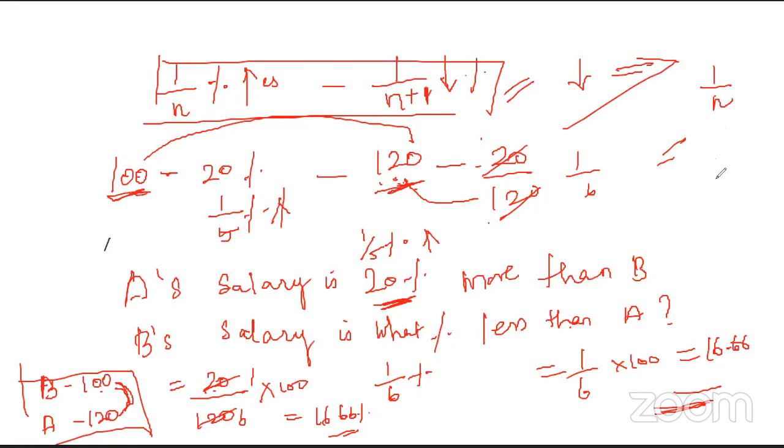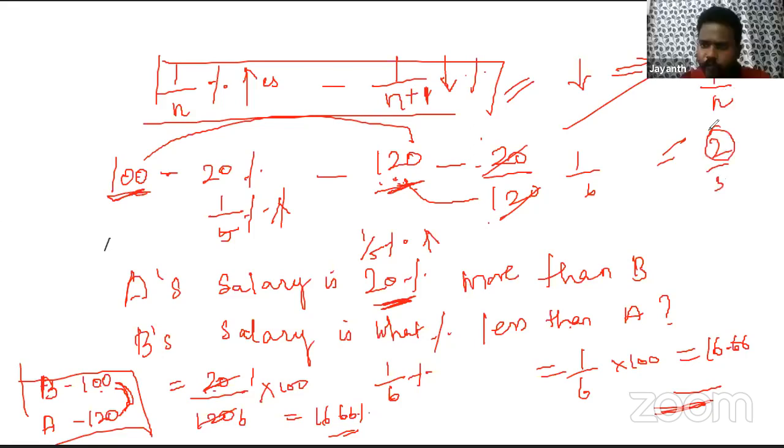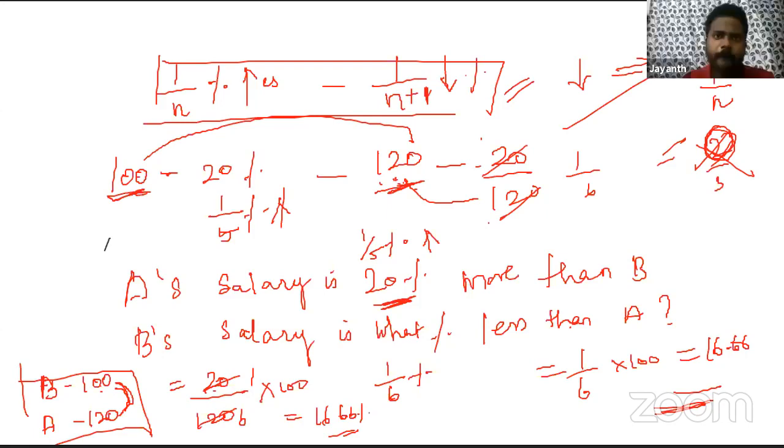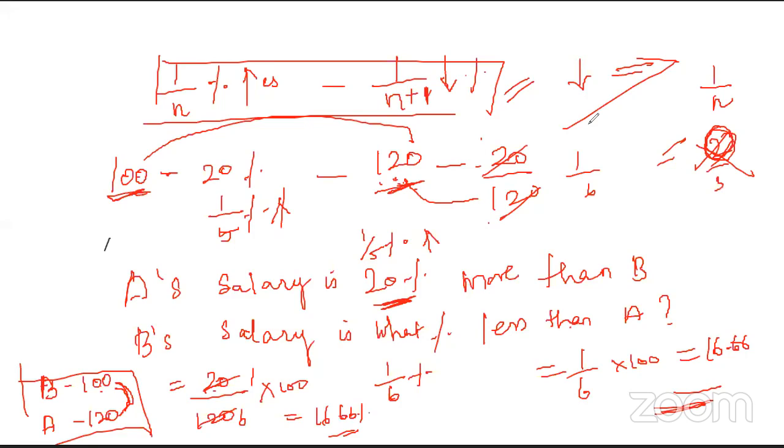But this is applicable for 1/n only. If the numerator is 1, you can use this formula. If the numerator is not 1, such as 2/3 or 4/5, you cannot use this formula. Guys, is that clear? Yes, sir. Okay, fine.